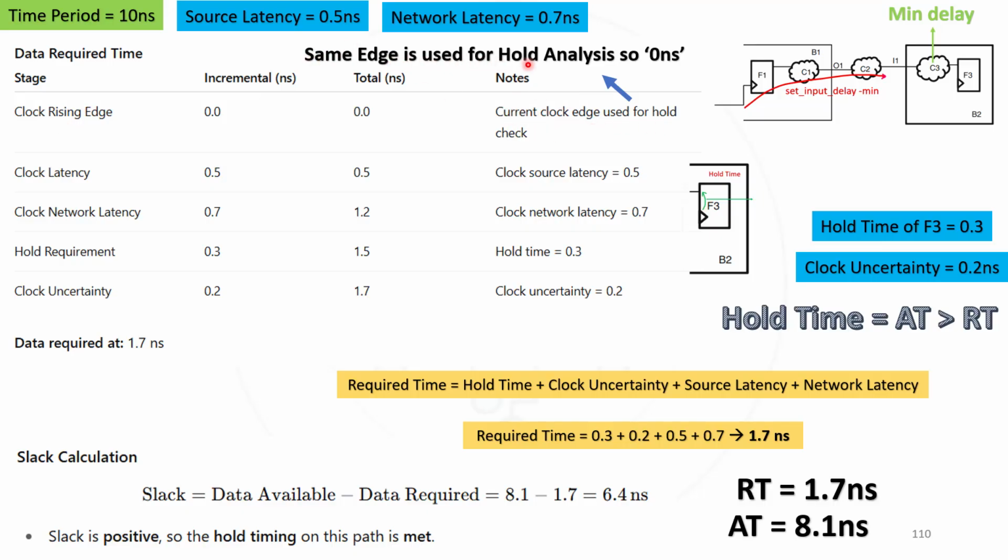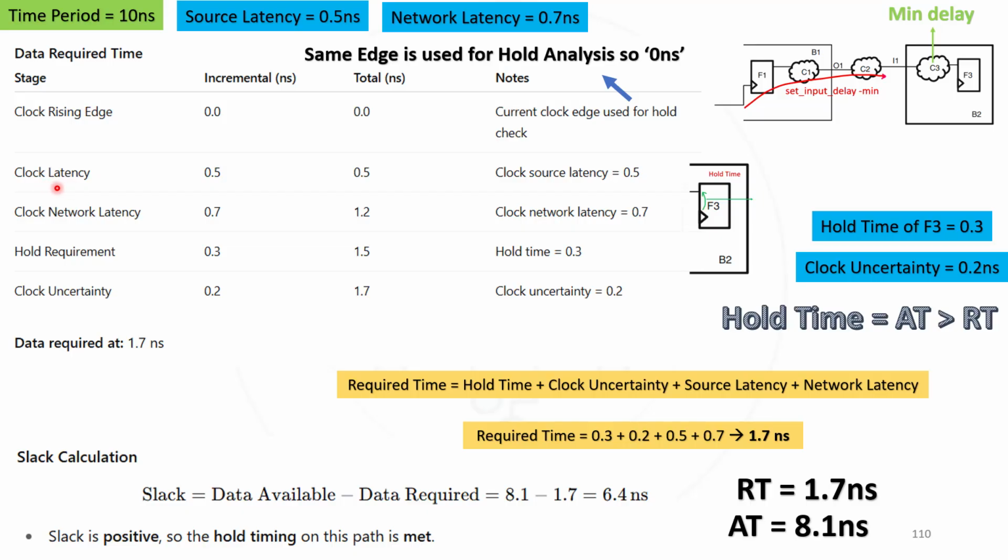So the same edge is used for hold analysis, so it is 0 nanosecond. Same edge is used for hold, whereas a different edge is used for setup. In the previous lecture we have seen, for set input delay hyphen max, first triggering is happening at 0 nanosecond and second triggering is happening at 10 nanosecond. But for setup analysis we will be using the second triggering, that is 10 nanosecond, whereas that is different in terms of hold. In hold we will be using the same edge, so that's why we are taking the triggering that is happening at 0 nanosecond. So incremental delay will be 0, so total delay which I got is 0 nanosecond.